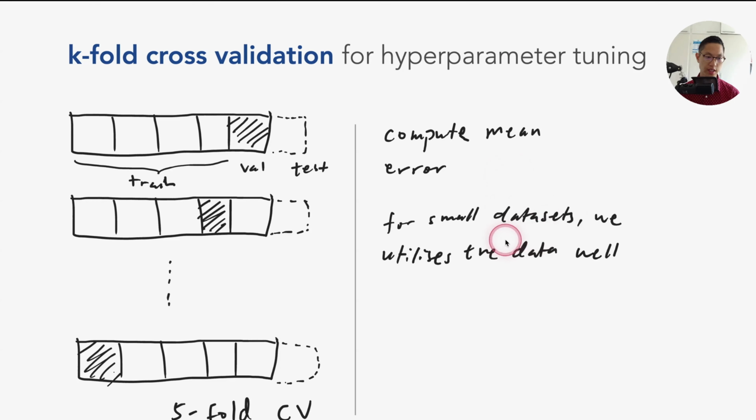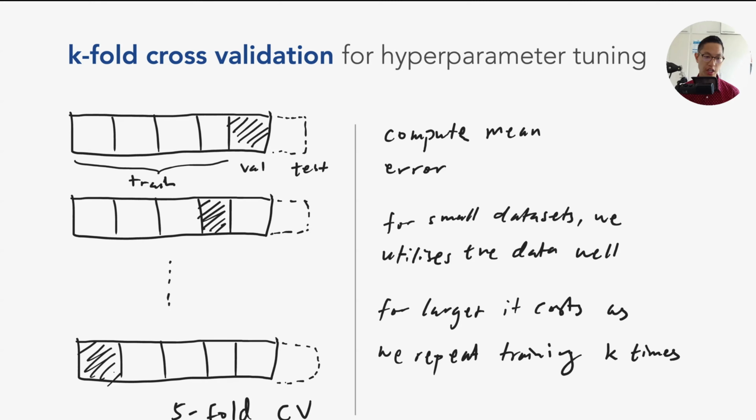For small data sets, we utilize the data very well because we reuse the data basically to tune the hyperparameters. Data is quite expensive if it's expensive to collect data. For larger data sets, it costs as we repeat the training k times. When I say it costs, I mean that it costs in training time. Then you need to be a little bit strategic in how to use your training.